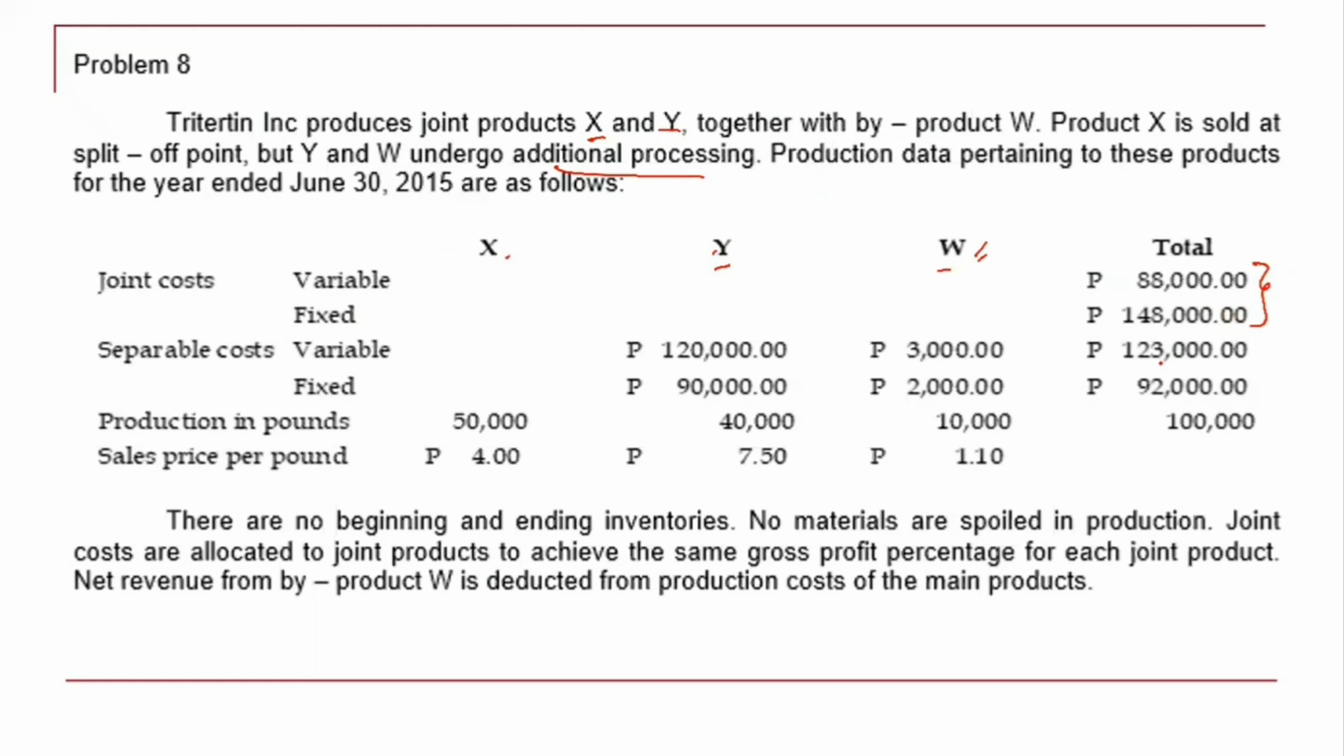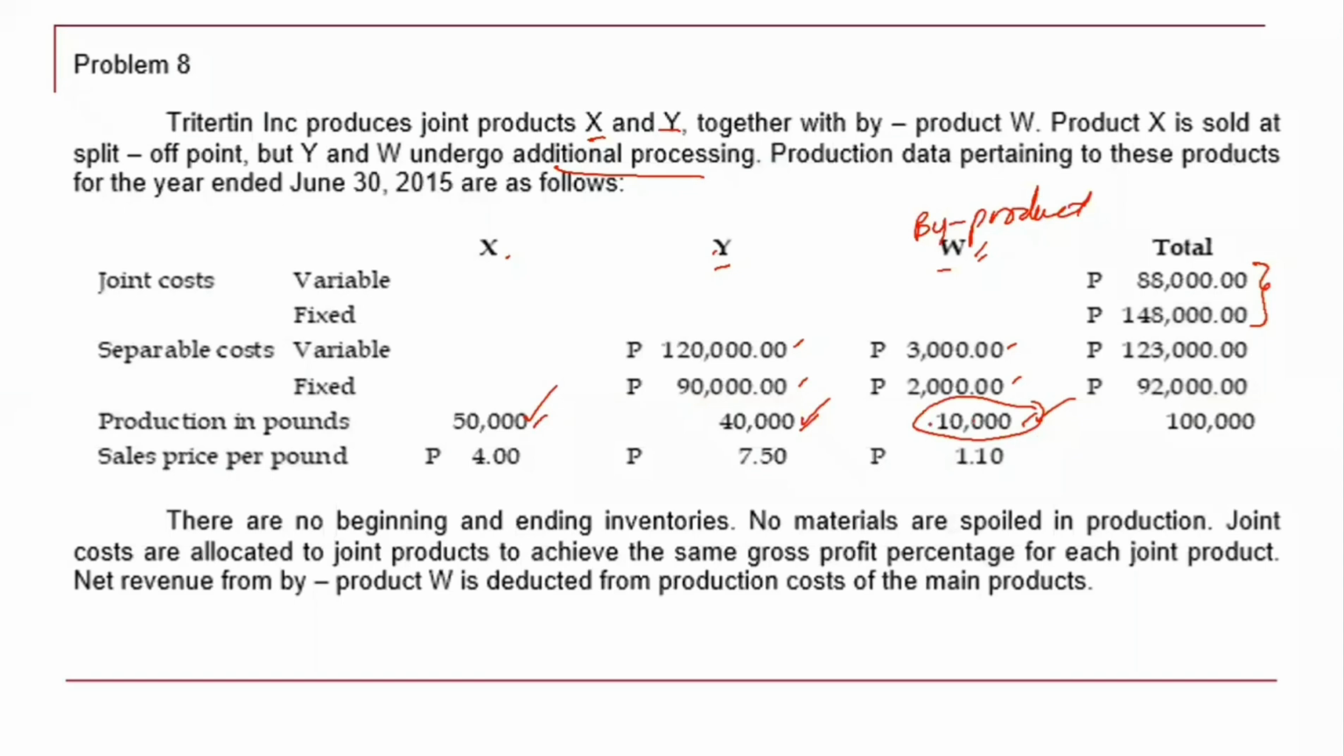Naka-breakdown lang into variable and fixed, pero total joint cost natin ay 236,000. Separable cost. So, ang meron na tayong separable cost or additional processing cost, Y and W. Pero si W ay byproduct. Produce in pounds. So 50, 40, and 10. Pero again, walang ma-allocate sa 10. Only sa 50 at saka sa 40. Walang ma-allocate na joint cost dyan. Instead, ito ay either ima-minus mo sa cost natin or ignore mo na at hintayin mong mabenta.